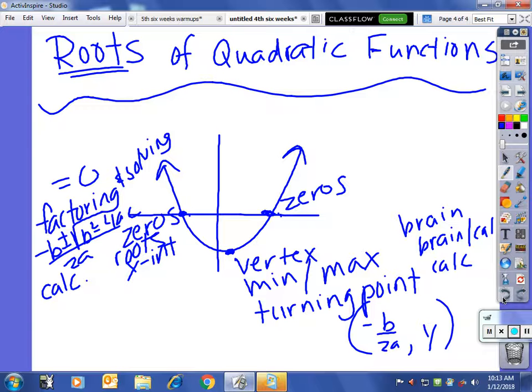True or false, every parabola has a vertex. That's true. Every parabola has a minimum or a maximum, but not every parabola will cross the x-axis. True or false, a parabola could have two roots. True. True or false, a parabola could have one root. That's true. True or false, a parabola could have three roots. Okay, draw a parabola that's got three roots.